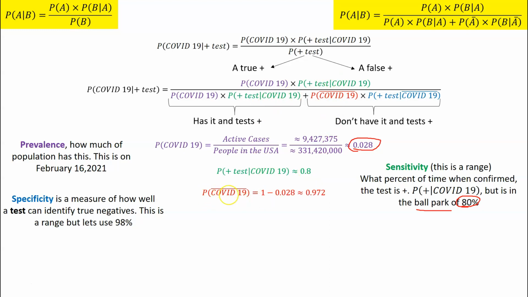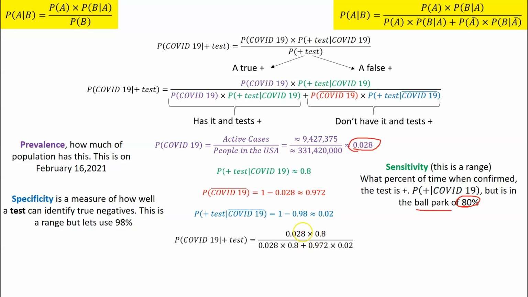Now, the probability of not having COVID, well, it's going to be 1 minus this number. So 0.972, 97.2% chance. If 2.8% have it, 97.2% don't have it on that particular day. And then I'm going to have the false positive here. Okay, so the specificity is 98%. 1 minus that would be the false positive rate, or 0.02.